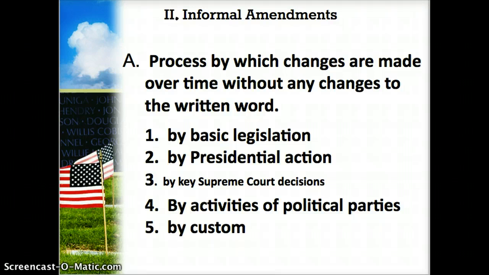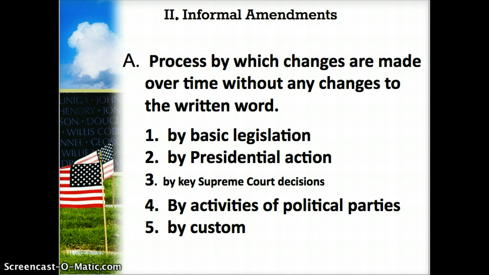Those 27 amendments all change the written word of the Constitution, either by adding, changing, revising, altering, deleting. However, we change the rule book, we change the Constitution on a nearly daily basis through these 5 methods that you see on the screen right now. So I'm going to briefly explain each one. Remember that the Constitution is the rule book for government, and we change the rules formally according to Article 5. But we change them informally as well, without actually changing the words within the Constitution.